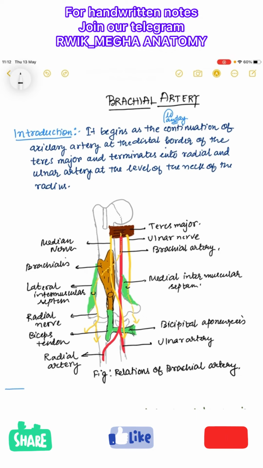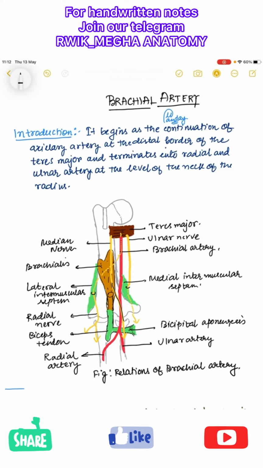Along with that, one more thing that we find out, that is the median nerve that crosses from the lateral to the medial side. So this median nerve will also come in the anterior relationship at the point where it crosses the brachial artery. Are we clear with that?